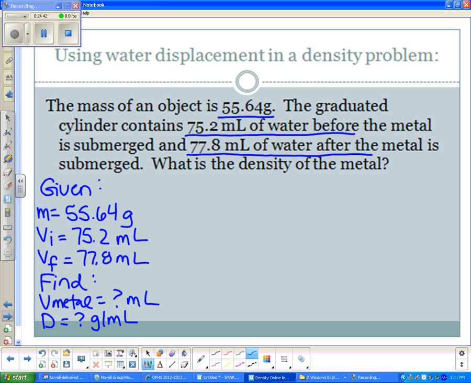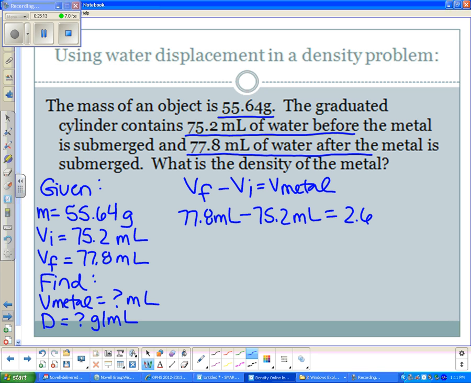Well, finding the volume of the metal really is as simple as it looks. It's a subtraction step. We're going to take the final volume minus the initial volume, and that'll give us the volume of the metal. So we have 77.8 milliliters minus 75.2 milliliters. And when we subtract that, we will get the volume of our metal, which is 2.6 milliliters. Did you get your sig figs correct there? Did you line up your decimals and mark the uncertain places?